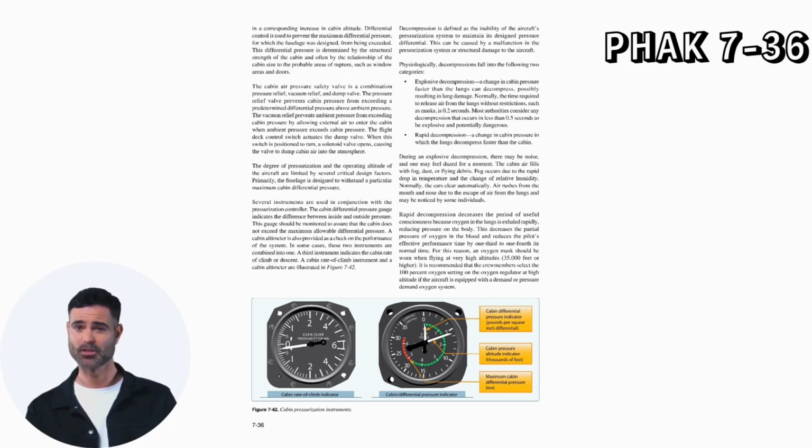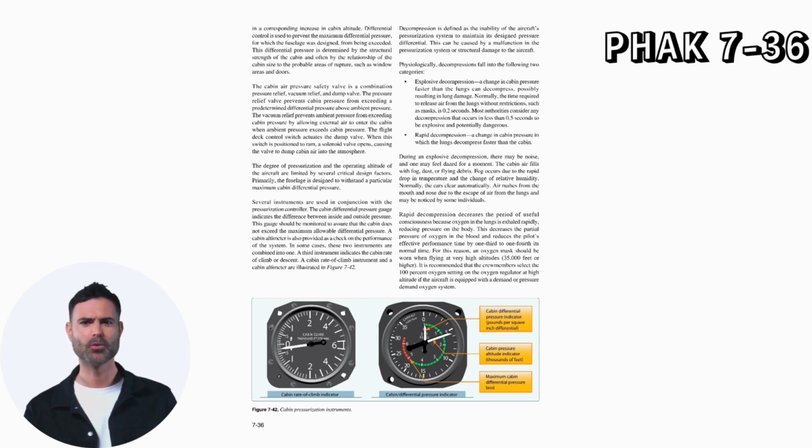The cabin air pressure safety valve is a combination pressure relief, vacuum relief, and dump valve. The pressure relief valve prevents cabin pressure from exceeding a predetermined differential pressure above ambient pressure. The vacuum relief prevents ambient pressure from exceeding cabin pressure by allowing external air to enter the cabin when ambient pressure exceeds cabin pressure. The flight deck control switch actuates the dump valve. When this switch is positioned to ram, a solenoid valve opens, causing the valve to dump cabin air into the atmosphere.